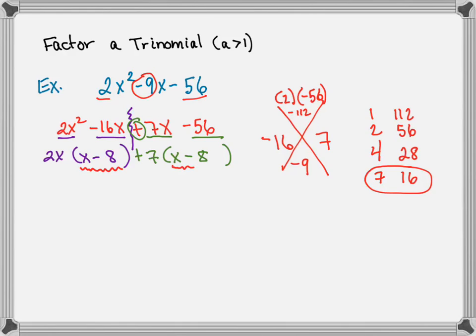And you'll notice we have a common binomial term. So let's factor out that common binomial term. X minus 8 goes out in front. And in my second set of parentheses, I'll put those two GCFs we factored out. So the 2x plus 7. And we factored our trinomial.